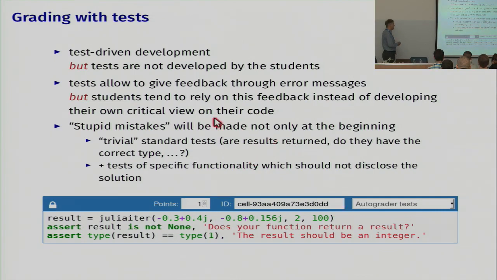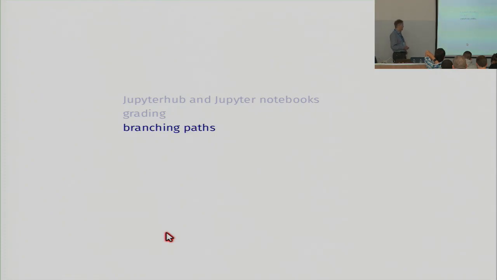And one thing one should be aware of is that stupid mistakes will always be made. So you always have to test for, did the students return a return value? Has it the correct type and so on? So I always have basically two sections of tests, the sort of trivial tests and then the really functional tests to verify that the code is correct. Final point, branching paths.